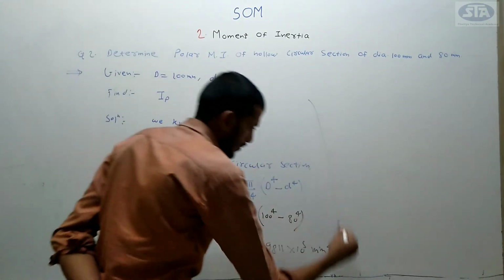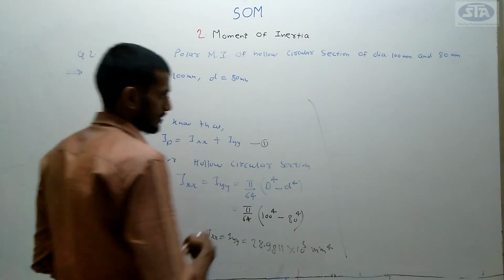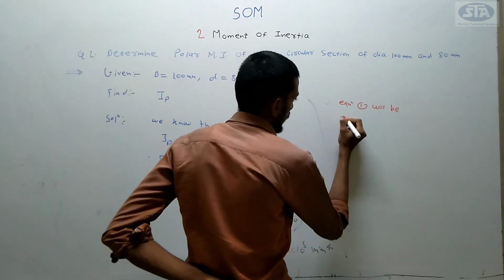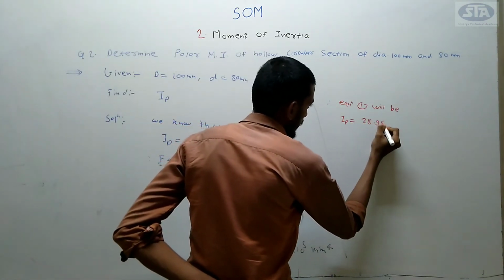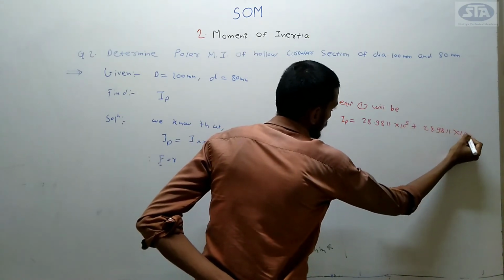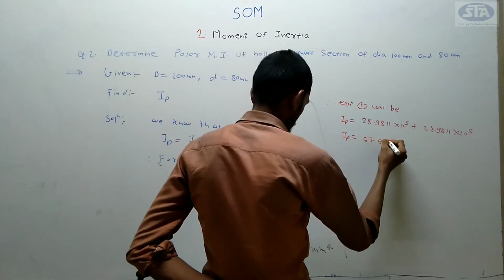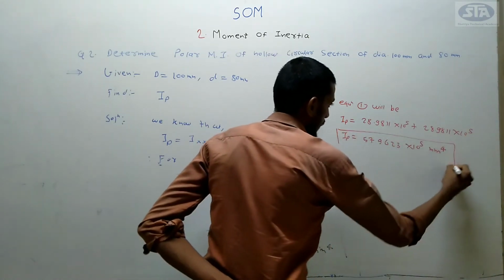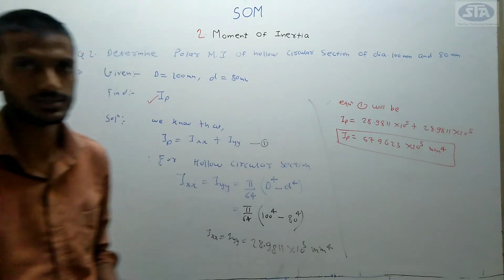Let us say this is our equation number 1. So equation 1 will be: polar moment of inertia is equal to the Ixx value, 28.9811 into 10 raised to 5, plus 28.9811 into 10 raised to 5. You will get polar moment of inertia 57.9623 into 10 raised to 5 mm raised to 4. So we also got the polar moment of inertia. This is our required answer.